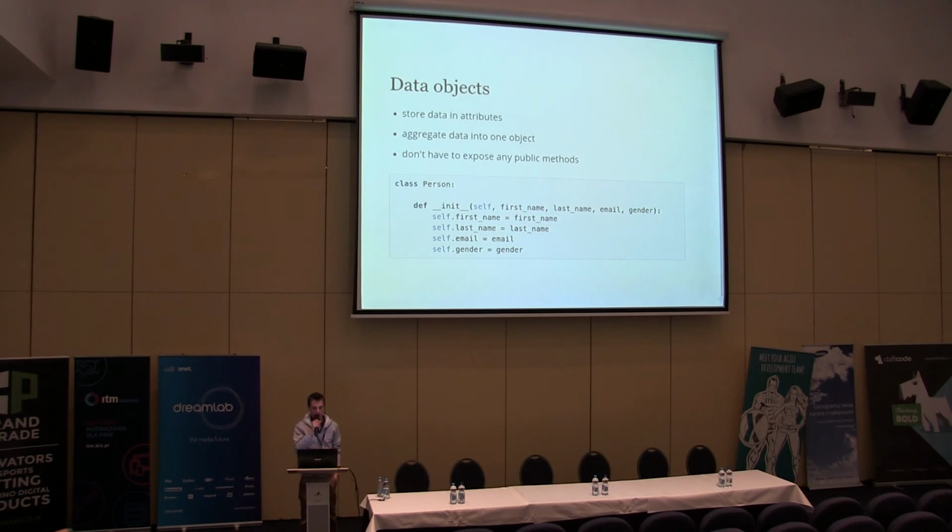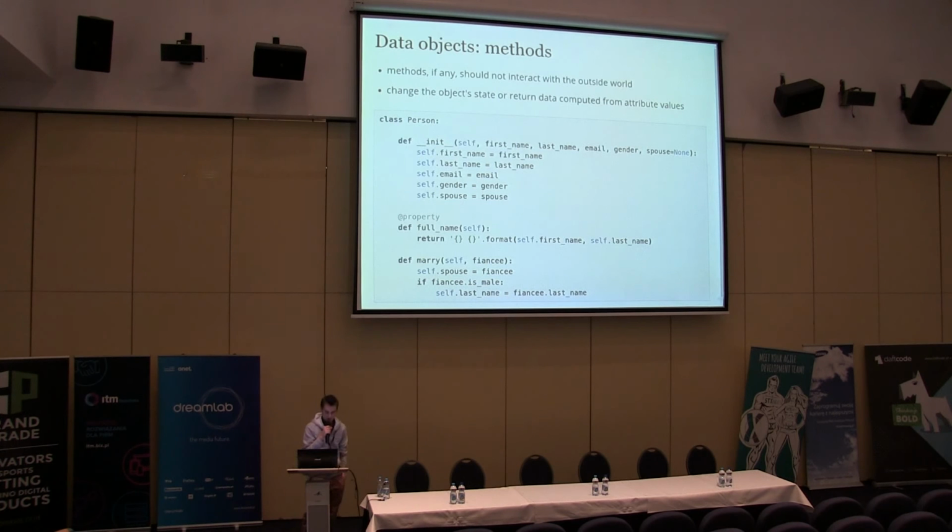If we have some data that always goes together, like first name, last name, and email, we don't have to pass all the values as separate function arguments. Then we can aggregate all of them into one class, like this person class, and we can pass one argument instead of three. We pass this instance of the person. Data structures don't have to expose any public method. If they have only attributes, it already helps us a lot.